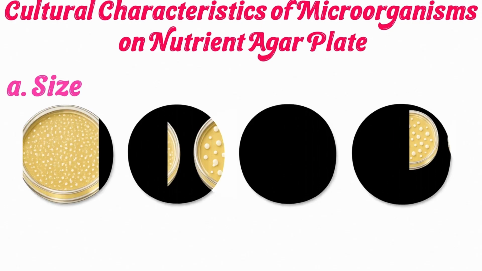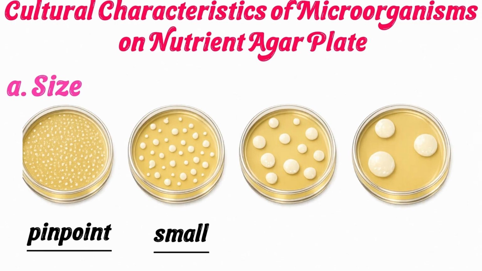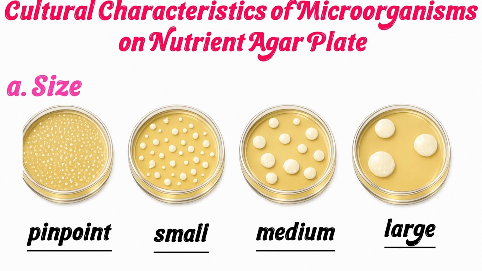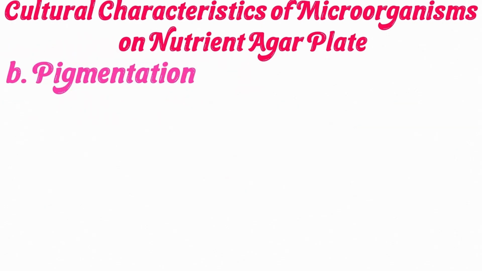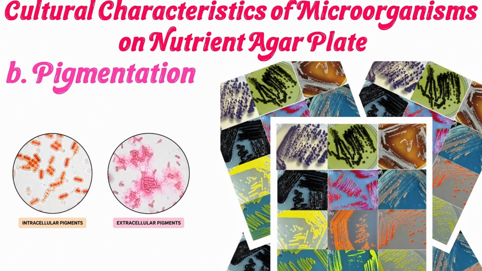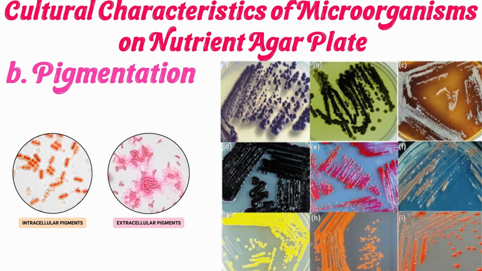Colonies may be pinpoint, small, medium, or large. Colony size depends on the growth rate of the microorganism and incubation period. Pigmentation. Exactly as discussed for agar slants, colony color may result from intracellular or extracellular pigments.